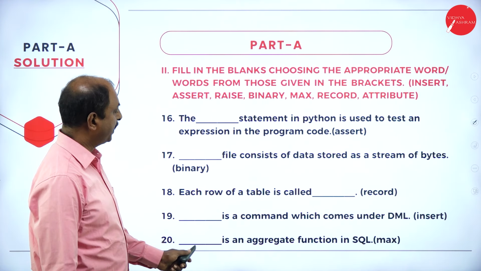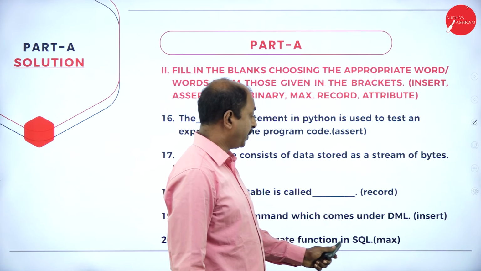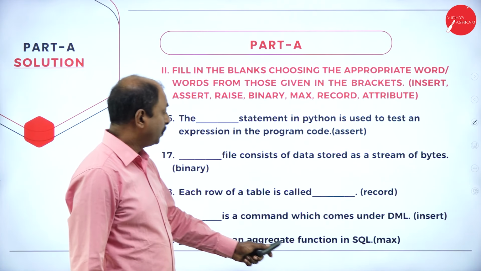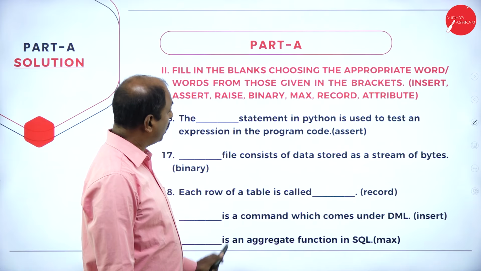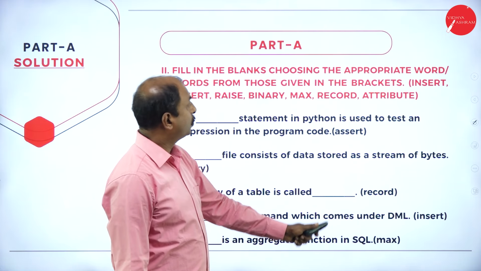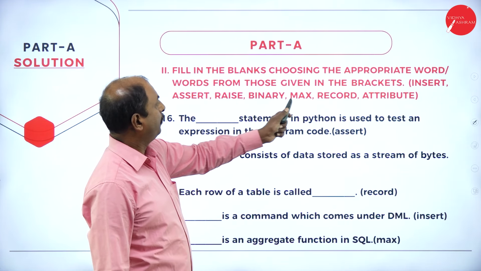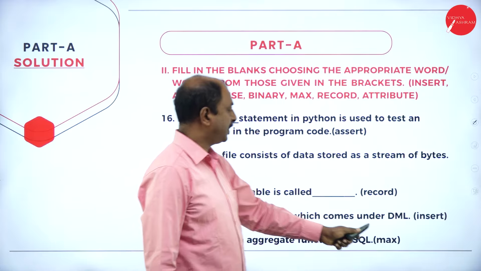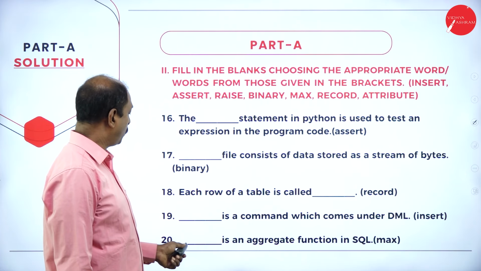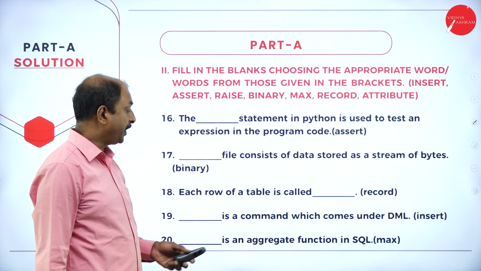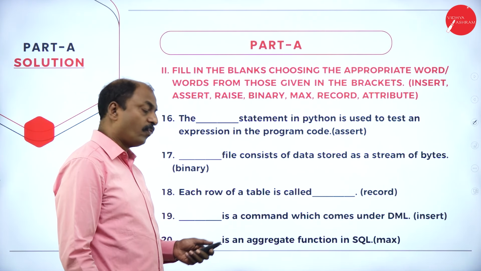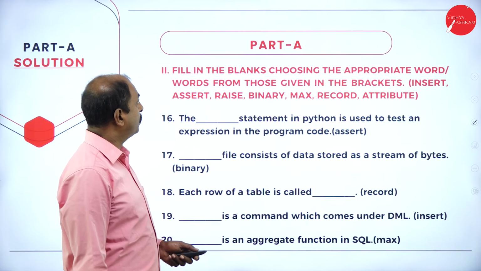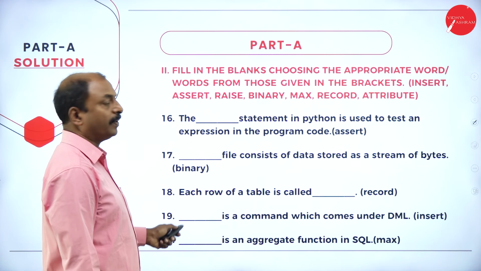Next one is 20th: dash is an aggregate function in SQL. So there are different types of built-in functions in SQL, and one of them is the aggregate function. So here the option is max. So max is the right answer for question number 20. That is, max is an example of an aggregate function in SQL. So this is Part A, fill in the blanks.